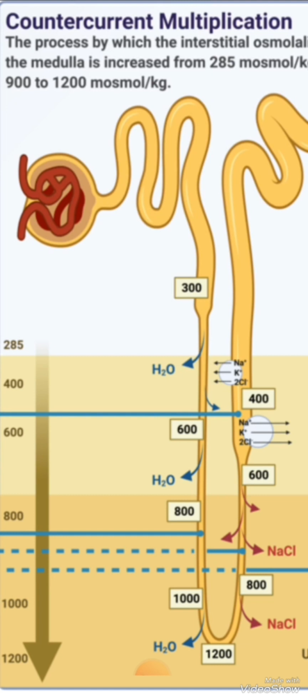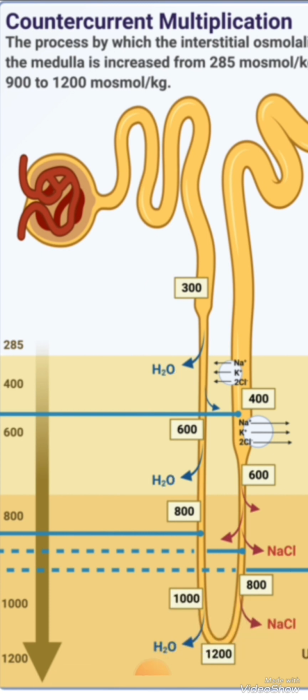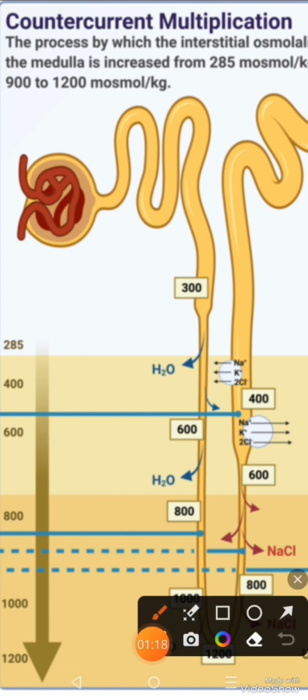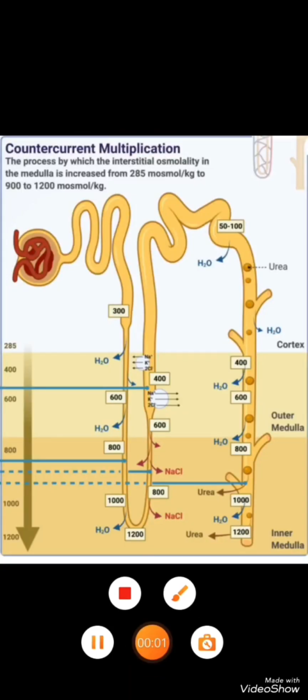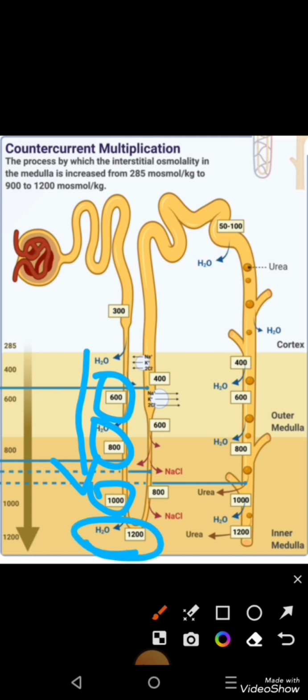here that the osmolarity is supposed to increase downwards. As you can see, it has to become 600, then 800, and if you consider, it has to be 1200 at the base. The medullary interstitium has to be hyperosmolar. As you can see, it is increasing down from 300 to 600, then 800, 1000, and of course 1200.